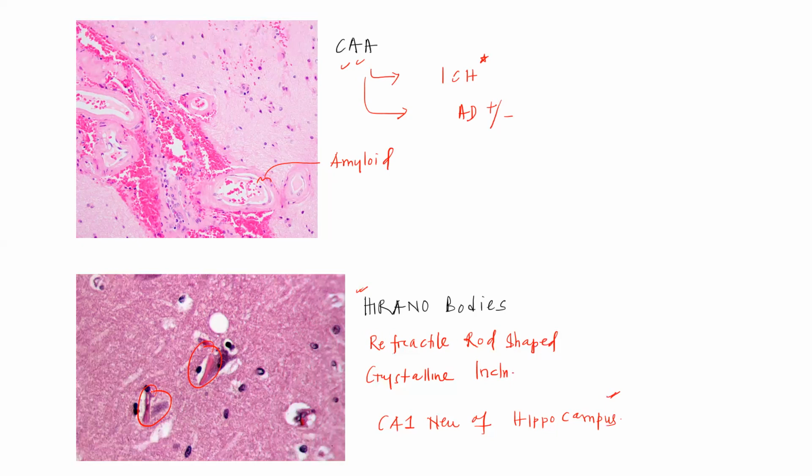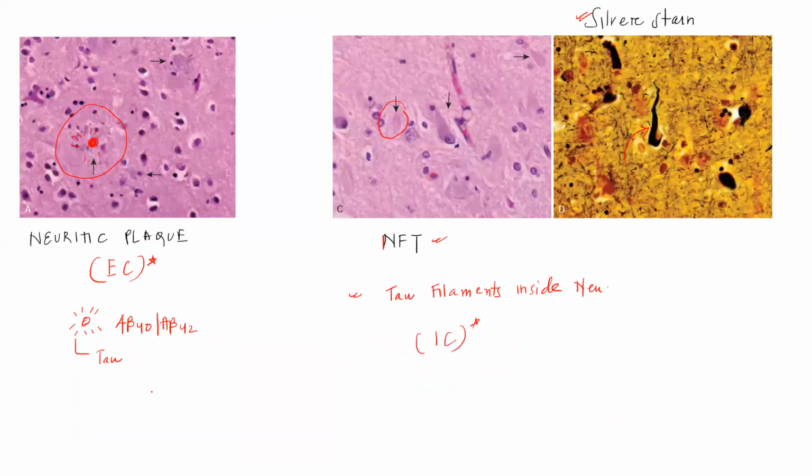Again, Hirano bodies are not specific for Alzheimer's disease. They can be seen in other neurodegenerative conditions. So among all these four points, only the neuritic plaques are somewhat specific for Alzheimer's disease, and the others are not specific for Alzheimer's disease. So that's all about Alzheimer's disease.